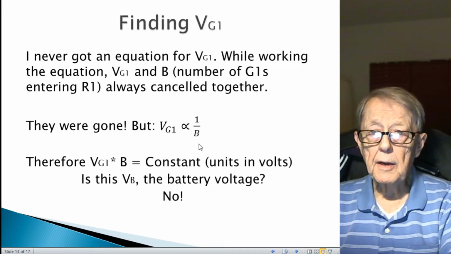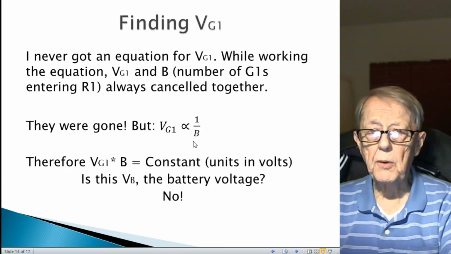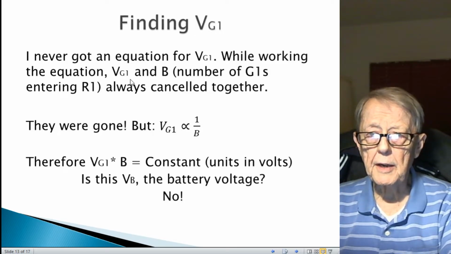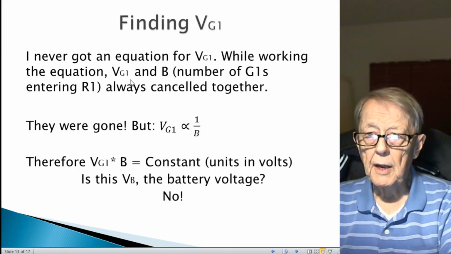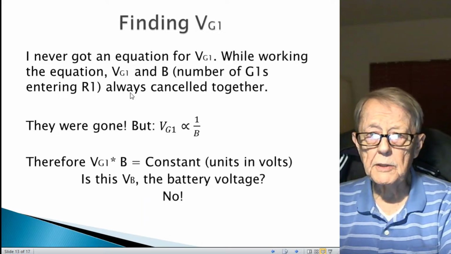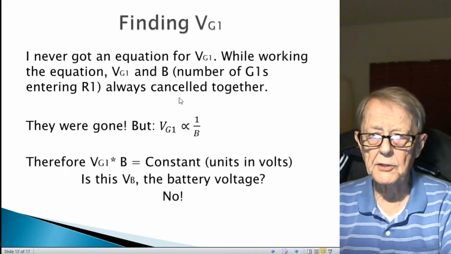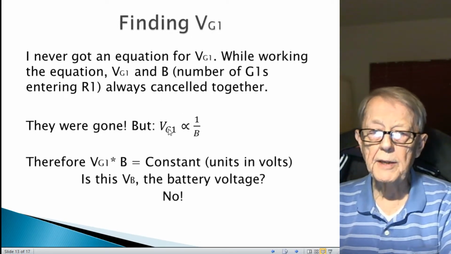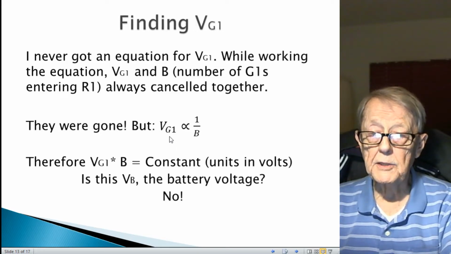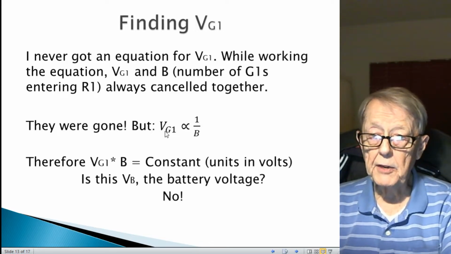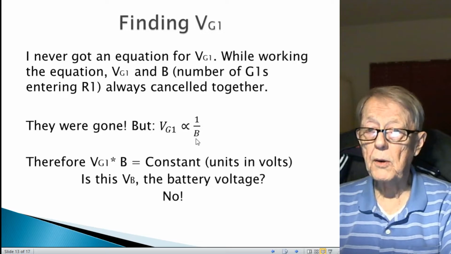Well, I tried to find VG1. I never got the equation for VG1, but while working on it in the spreadsheet, I found the number of G1s entering always the VG1 and B also seem to cancel each other. What I'm trying to say here, not very well, is I would increase VG1 by 10, B would go down by 10. If I decrease VG1 by 10, B would go up by 10.